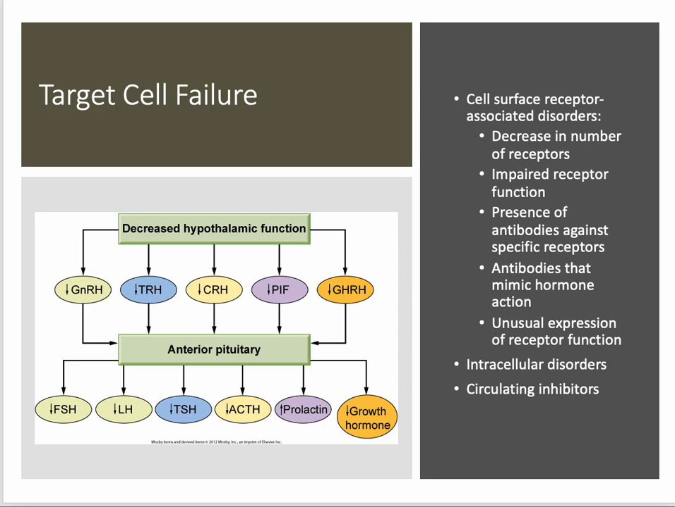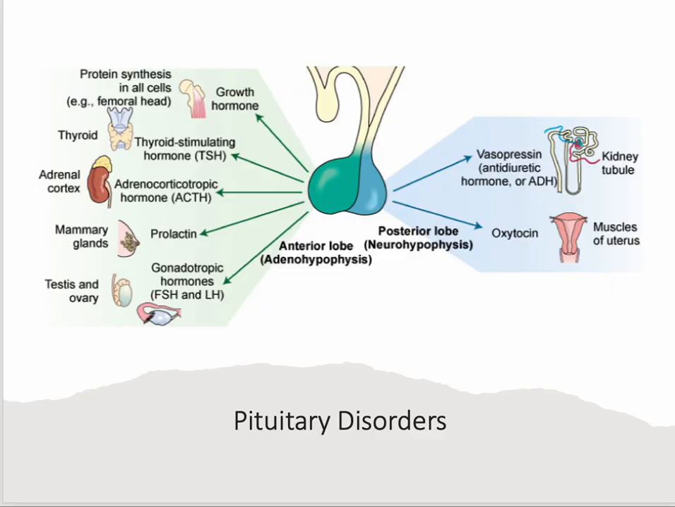And also type 2 diabetes is target cell failure. So in type 2 diabetes, for example, the target cells are all of your body cells, and they develop resistance to the hormone insulin. Insulin is a carrier protein that brings glucose into the cells. And if the cells become resistant to it, that's when we have type 2 diabetes. Now that's distinguished from type 1 diabetes, which is gland dysfunction, because we do have a destruction of the beta cells in the pancreas. So first up, we're going to talk about pituitary disorders.